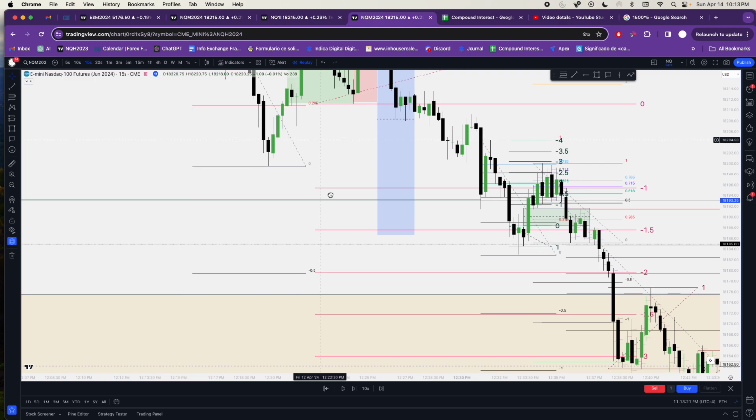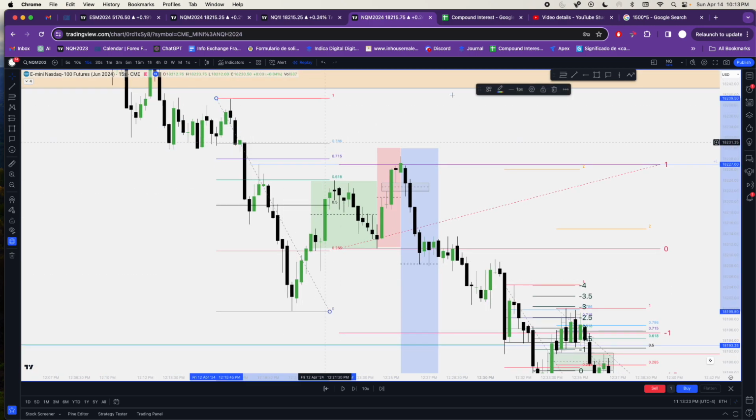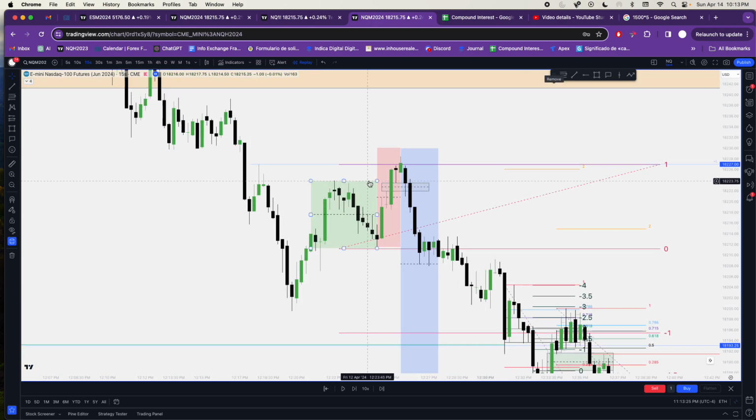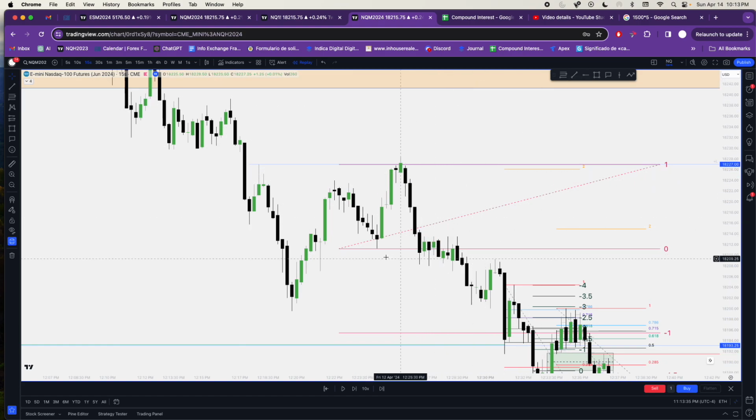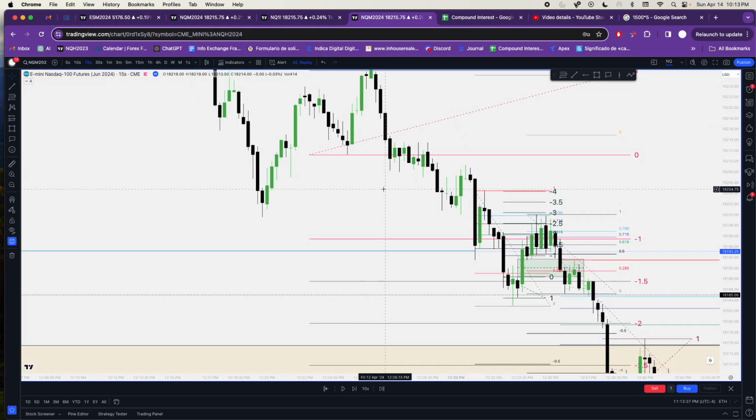Yeah, we did that already. We get rid of this. We get rid of these pretty colors. Accumulation, manipulation, distribution, inverse fair value gap, change state delivery, market structure shift right here.